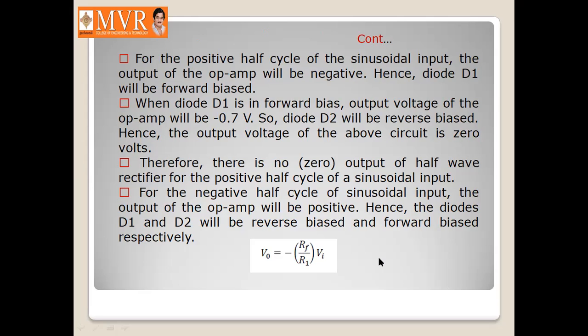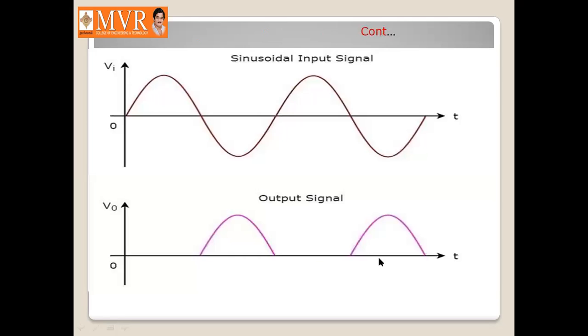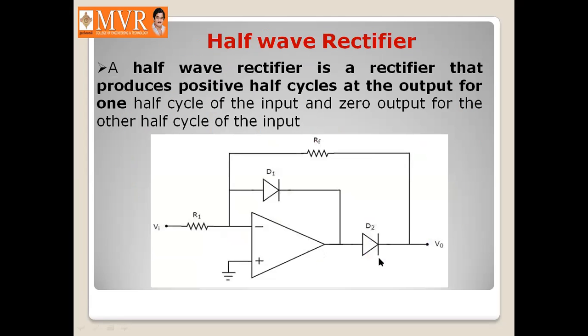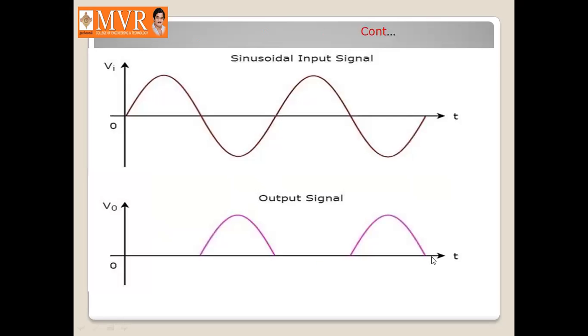Therefore, there is no output of the half-wave rectifier for the positive half cycle of a sinusoidal input. So for a positive half cycle, there will be no output present at the output of this circuit.